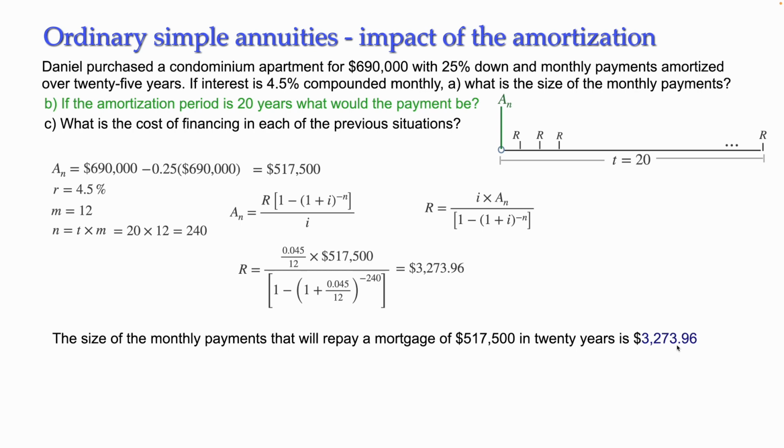Now we can answer the third question. What is the cost of financing in each of the previous situations? We know how much you pay every time you pay. We know how many times you pay the amount. So you know the amount of the payment and you know the number of payments. Use it to know actually how much you have paid.